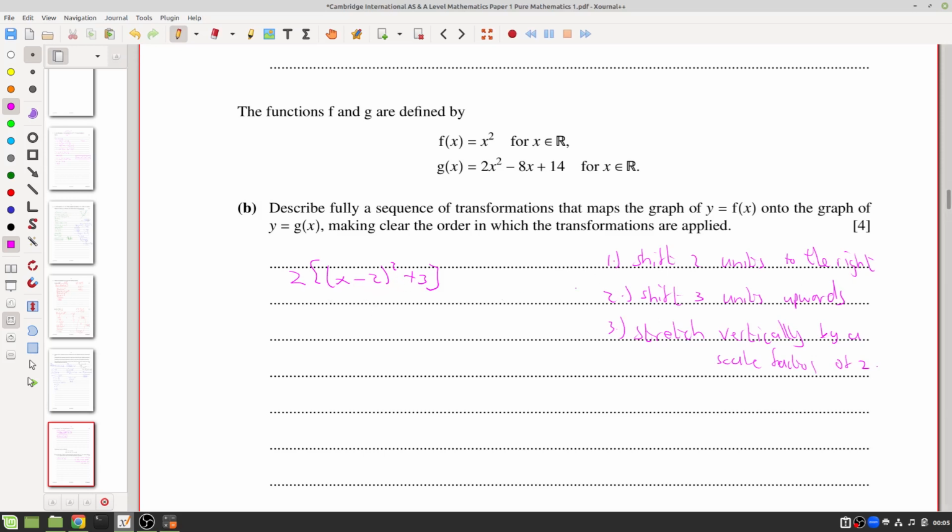We could also combine steps 1 and 2 by just saying it's a transformation. Let's call that one transformation by, and now we just say what vector is the transformation? Well, it's 2 to the right and 3 up. Okay, transformation by this. And then secondly, we can say this again. Stretch in the vertical or the y direction with a scale factor of 2. All right.